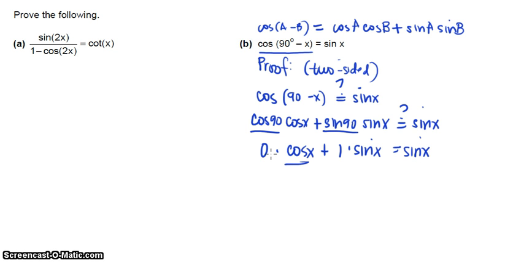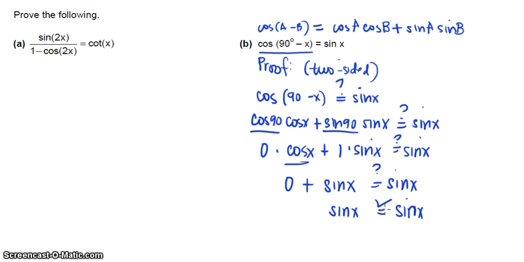Any number or expression multiplied by 0 will become 0. 1 times a number or an expression will be the same. So this is sine x. And then we want to show that this is equal to sine x. But 0 plus sine x is equal to sine x. So the two sides are now the same. Since the two sides are now the same, we were able to prove that cosine 90 minus x is equal to sine x. So that's the proof for this identity. Okay, so we're done.